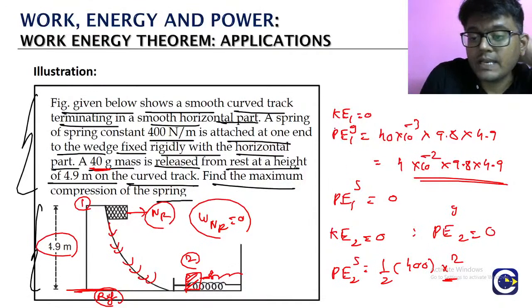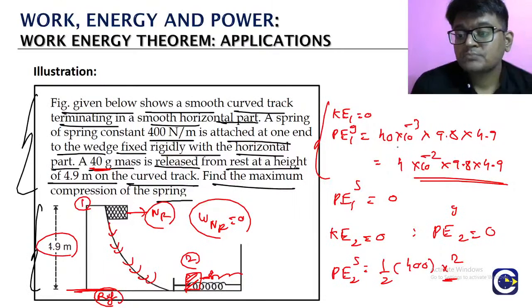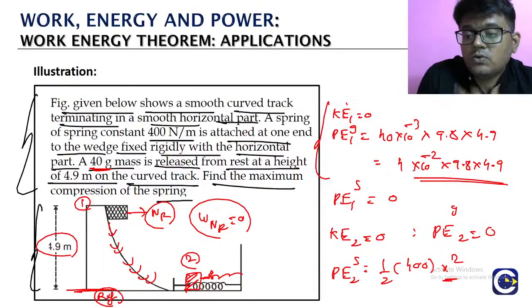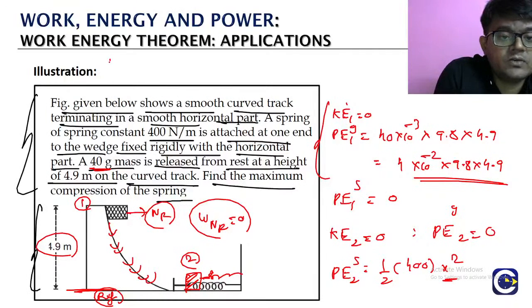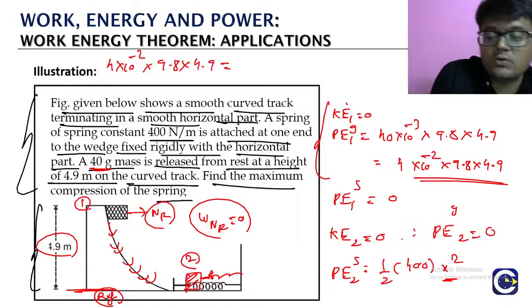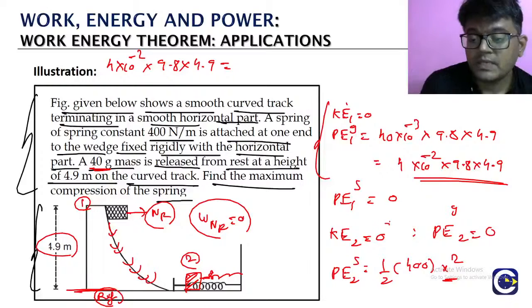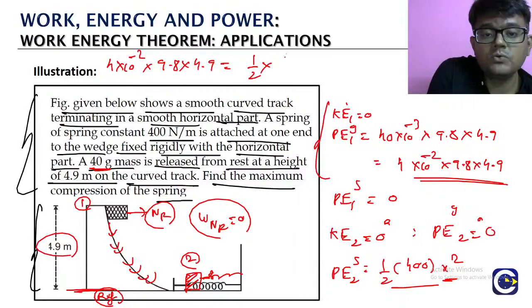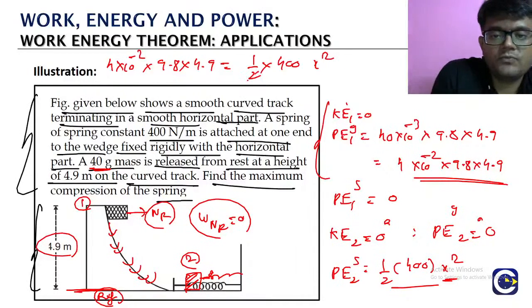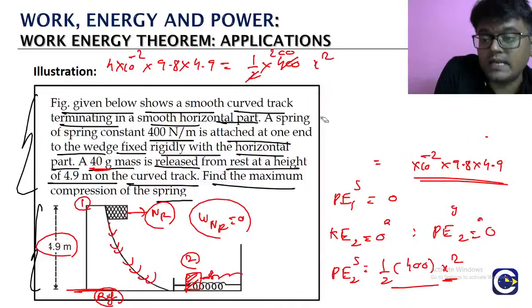Means initially, what is the total mechanical energy? This is 0, this is 0, so only the gravitational potential energy: 4 into 10 power minus 2 into 9.8 into 4.9. That is equal to the final. Final kinetic energy is 0, gravitational potential is 0. Only this will be there: half into 400 into x square. Half into 400 is 200. Now it's just a matter of simplification. You can tell me what answer you are getting. If you are doing along with me, you would have got the answer by now.